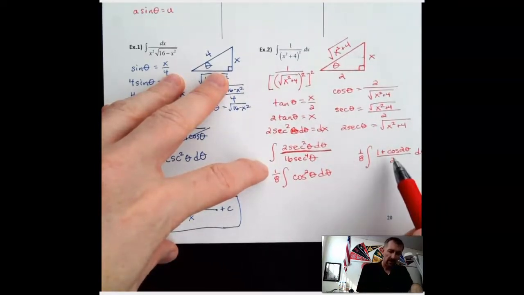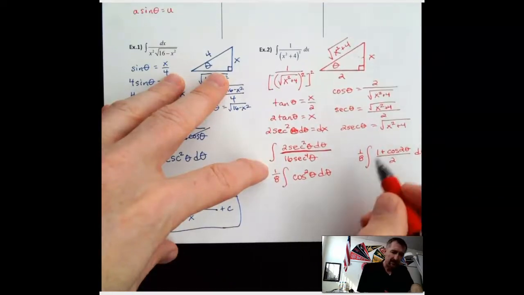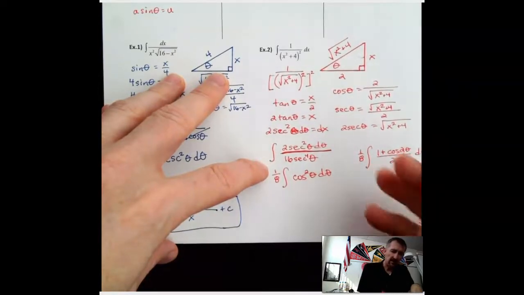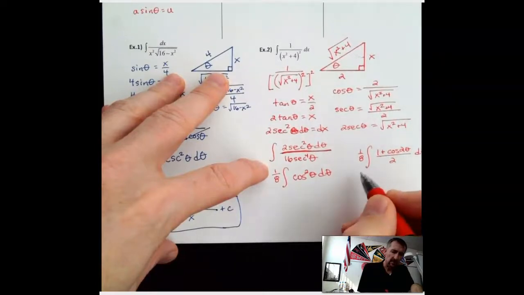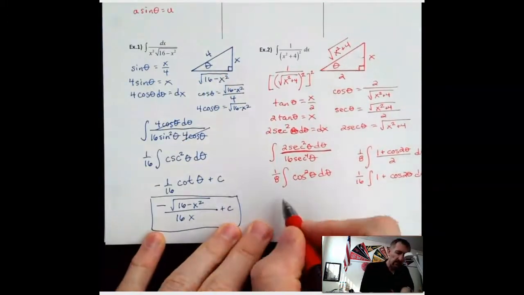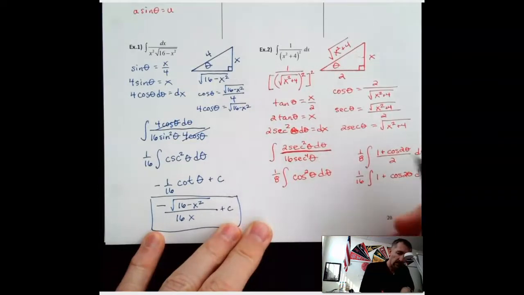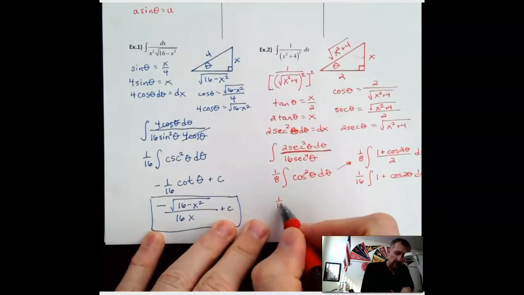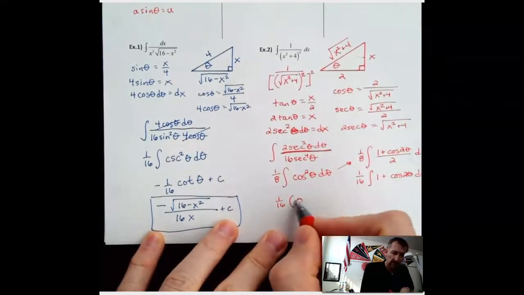Now, let's take, if we separate this, maybe we should factor out a 1/2. So that would be 1/16. We'd have 1 plus cosine 2 theta. So if we integrate, let's leave the 1/16. So 1/16, and then the integral of 1 will be theta.